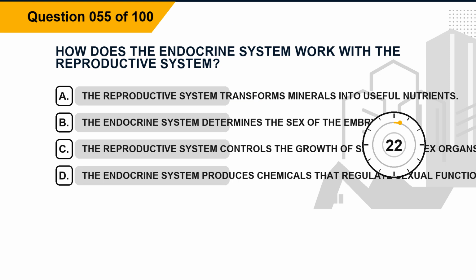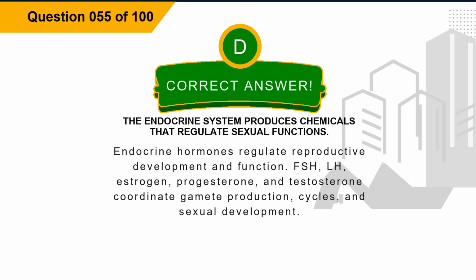Question 55. How does the endocrine system work with the reproductive system? Option A, the reproductive system transforms minerals into useful nutrients. Option B, the endocrine system determines the sex of the embryo. Option C, the reproductive system controls the growth of secondary sex organs. Option D, the endocrine system produces chemicals that regulate sexual functions. The correct answer is option D, the endocrine system produces chemicals that regulate sexual functions. Explanation. Endocrine hormones regulate reproductive development and function. FSH, LH, estrogen, progesterone, and testosterone coordinate gamete production, cycles, and sexual development.